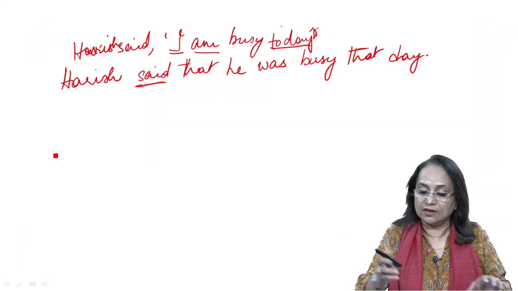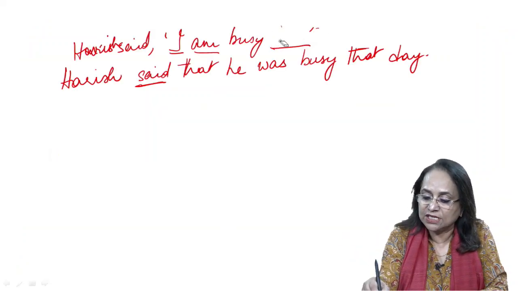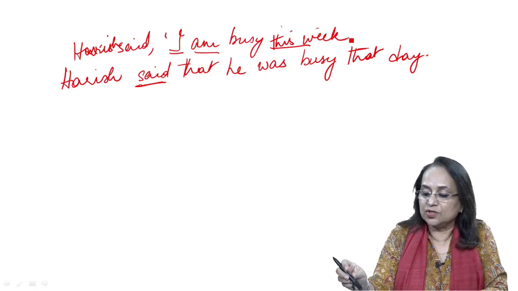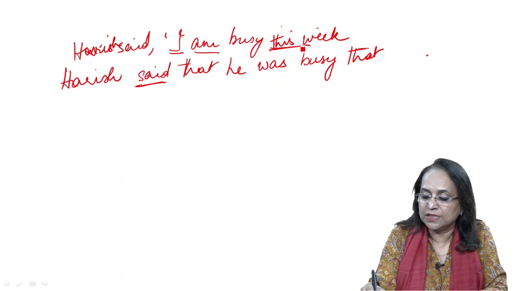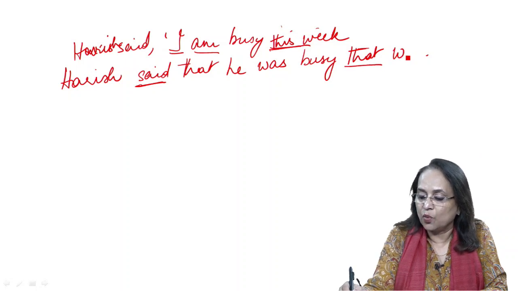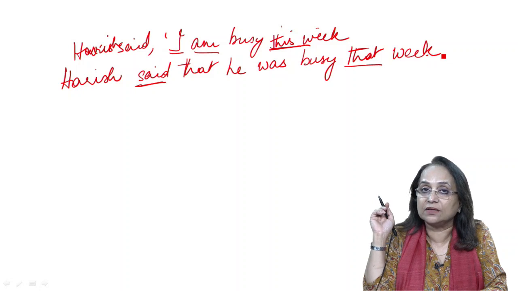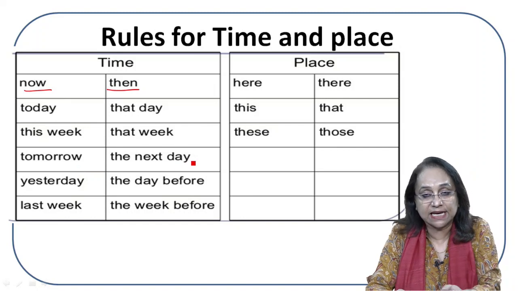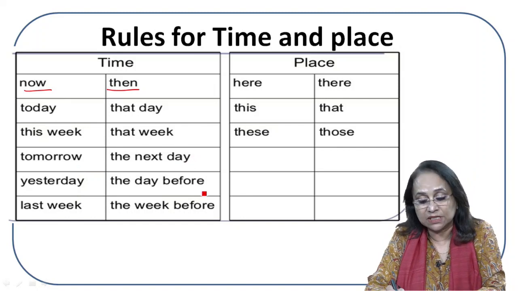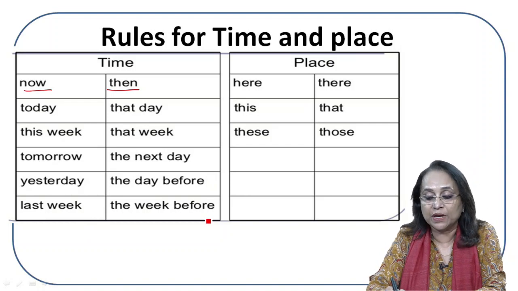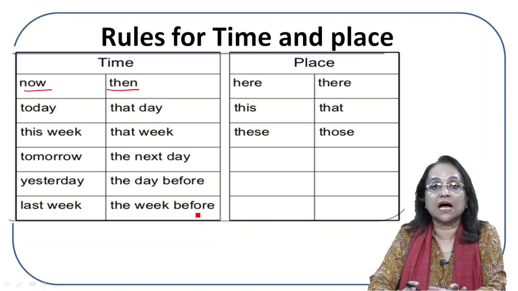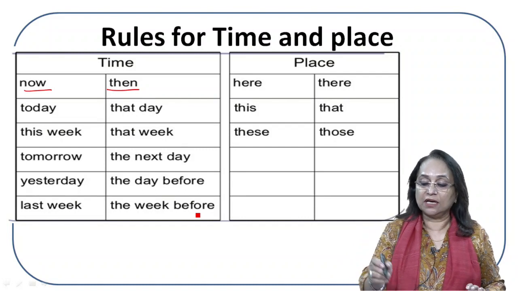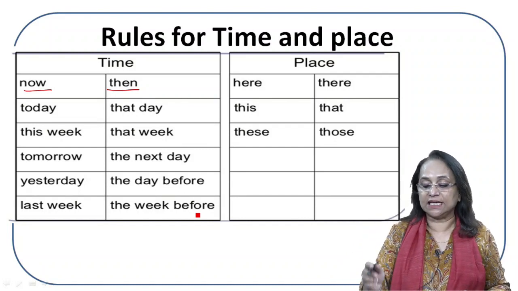This week, so I am busy. Let's just change this to this week. So this will change to that. He was busy that week, right? So tomorrow becomes the next day. Similarly, yesterday becomes the day before. Last week becomes the week before. Along with the time, even place has a change. Here becomes there, this becomes that, these become those.